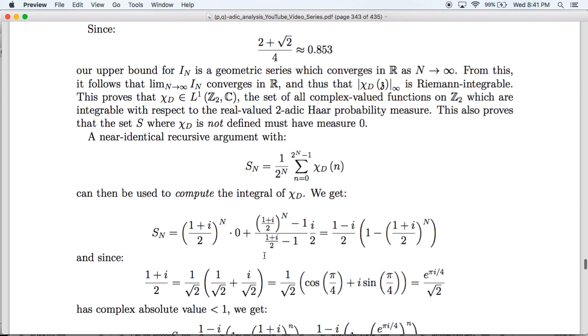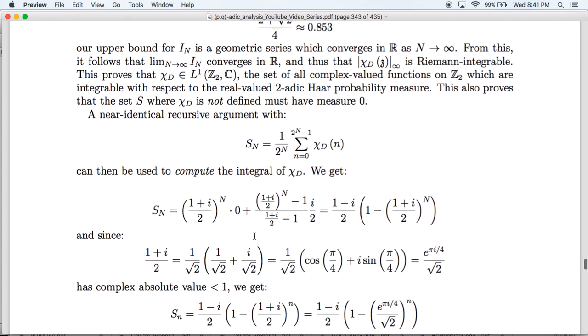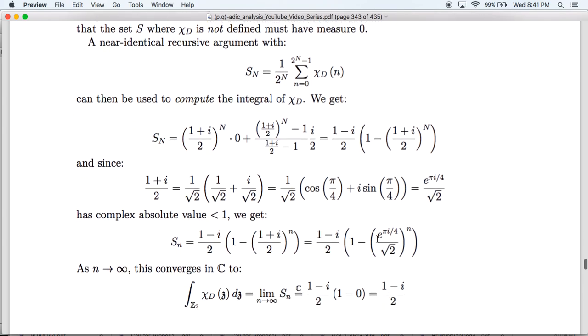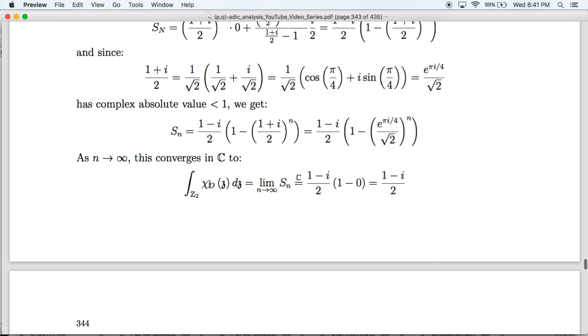When we do up the recursive argument, we end up getting this. And so then after writing (1 plus i) over 2 as e to the pi i over 4 over root 2, we end up getting this. And so this has complex absolute value 1 over root 2. As n goes to infinity, this tends to 0. And so we're left with that the complex-valued integral of chi_d of z dz is equal to (1 minus i) over 2. If we then divided this quantity by (1 minus i) over 2, we would normalize this to make this a complex-valued probability measure or something like that.